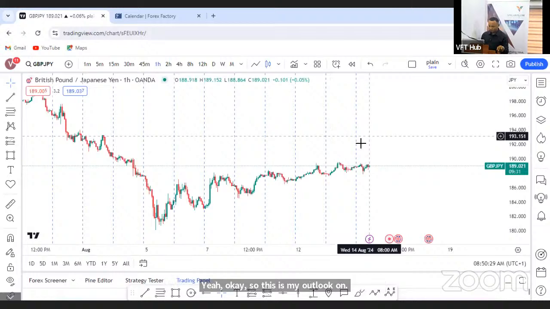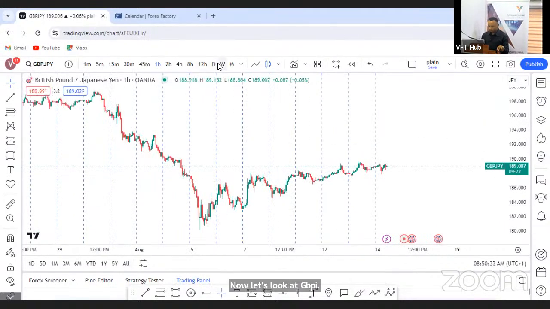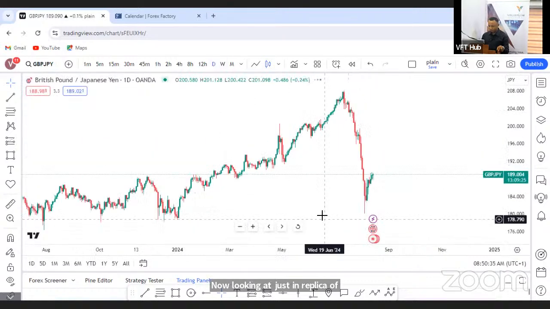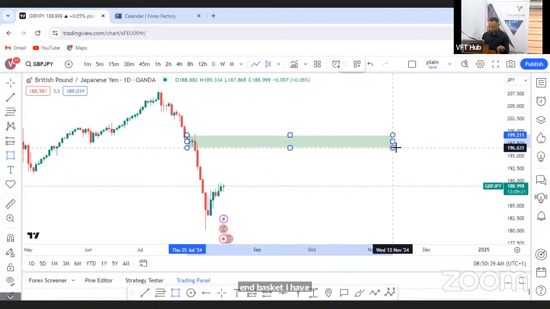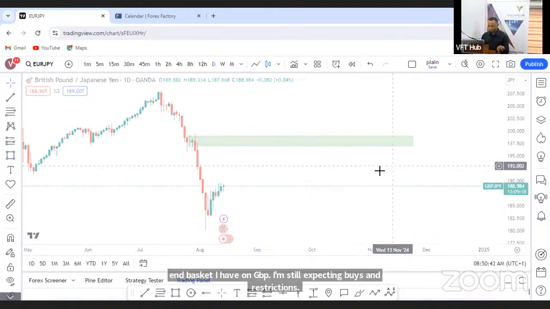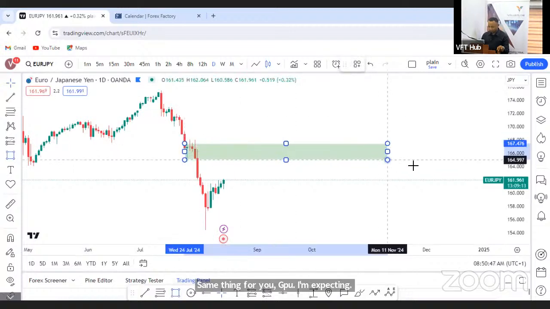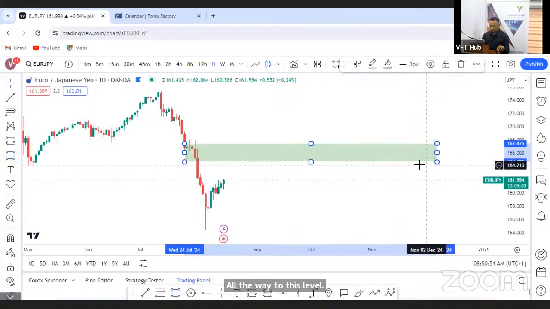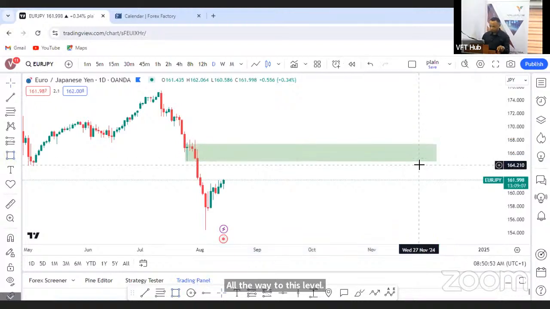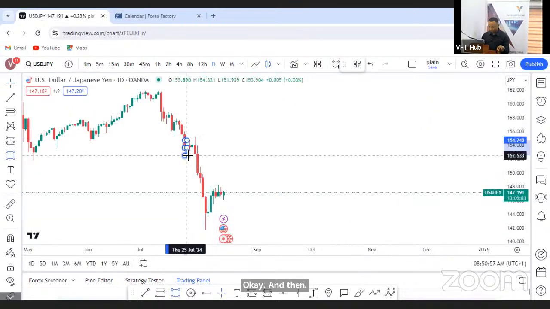Now let's look at GBP JPY. Looking at GBP JPY, it's just a replica of what's going on in the yen basket. However, on the GBP JPY, I'm still expecting buys. I'm expecting buys of GBP JPY all the way to this place. Same thing for Euro JPY. I'm expecting buys all the way to this level. And then for USDJPY, I'm also expecting buys all the way to this level.